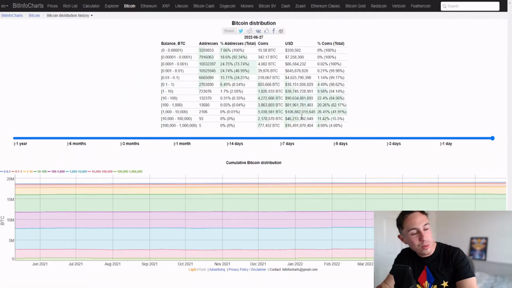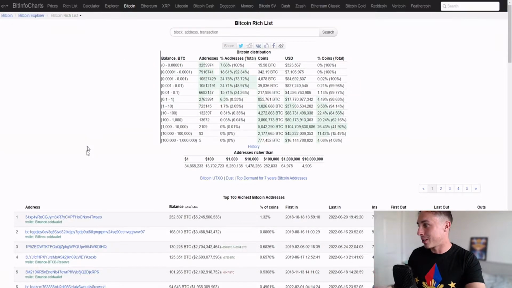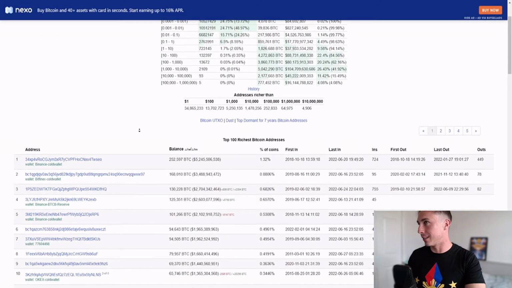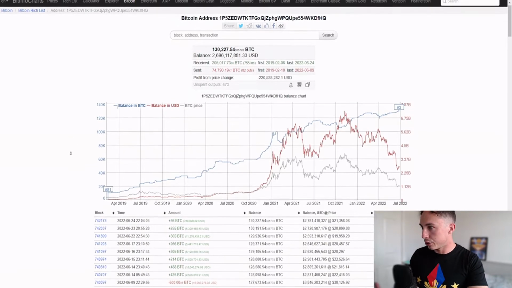Now, what else do I want to look at today? I want to have a look at the rich list. You know, what's going on? Let's have a look at the third biggest whale, I suppose we could call it, in cryptocurrency, this address right here. What has this address been doing?